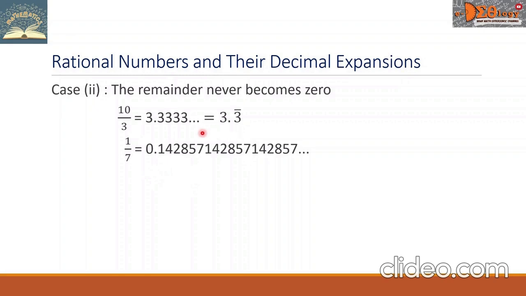In the same way, for this example, 1 over 7, with this long list of decimals, we have 0.142857 with a bar on top of all these digits. Meaning, these digits 142857 repeat.